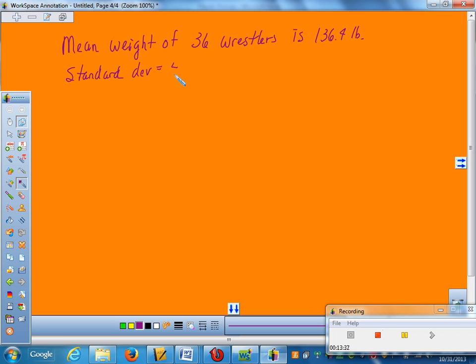Standard deviation for these wrestlers was 4.1 pounds. Oh, well, it was 14.1 pounds. Change that. I want you to find an 80% confidence interval. So we're not shooting to be super confident here. You're finding a confidence interval for the mean weight of all high school wrestlers, meaning that's your population.